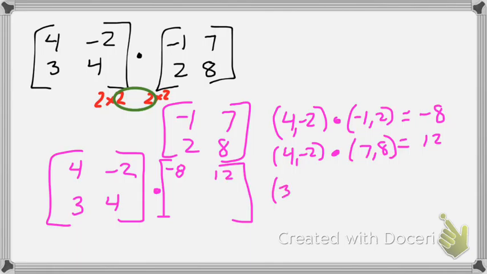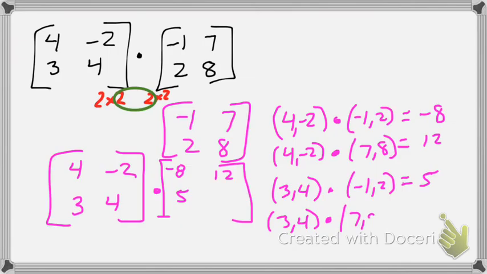Continuing, on the bottom we have 3, 4, dot, negative 1, 2, which is 5. And then we have 3, 4, 7, 8, which is 53.